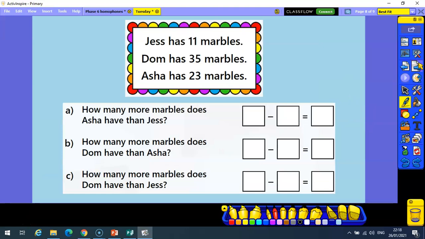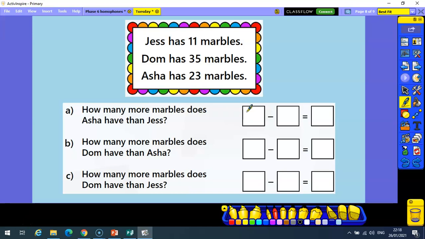Last challenge. This one's on you. Pause the video and have a go at this challenge on your own. Wowee, let's check your answers. So this says Jess has 11 marbles, Dom has 35 marbles, Asher has 23 marbles. How many more marbles does Asher have than Jess?